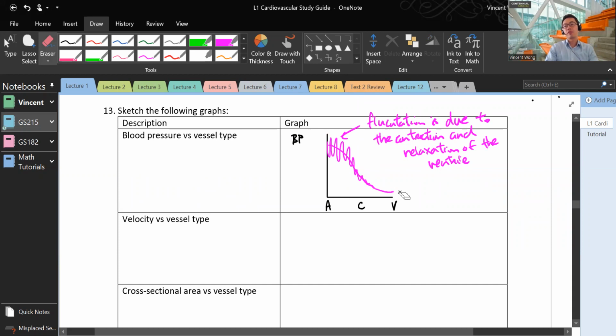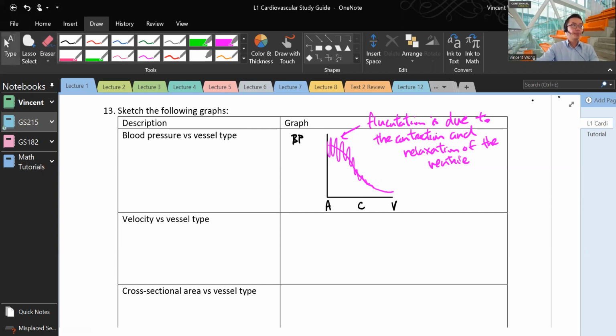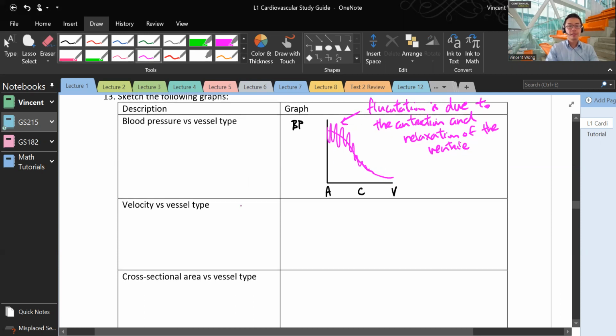But as we get further and further away from the heart, the blood pressure will not be affected by the state of the ventricles. So whether it's contracting or relaxing, you won't be able to tell the difference in blood pressure when we are really far away from the heart. So that is the first one.